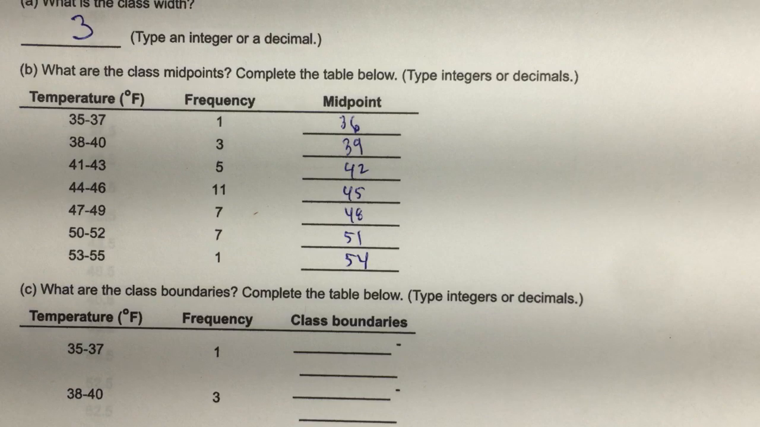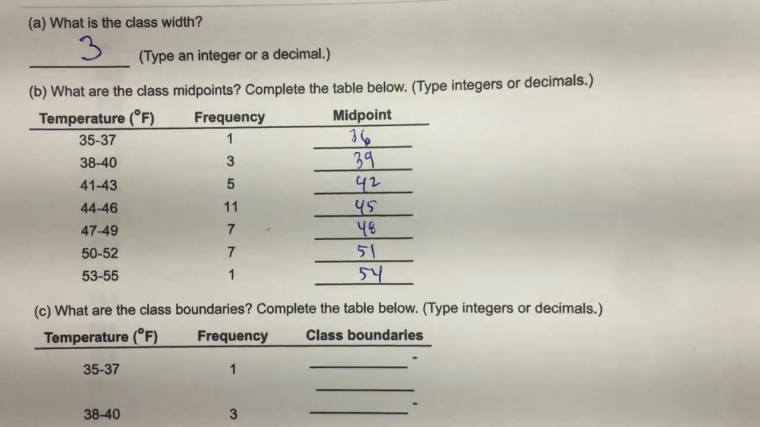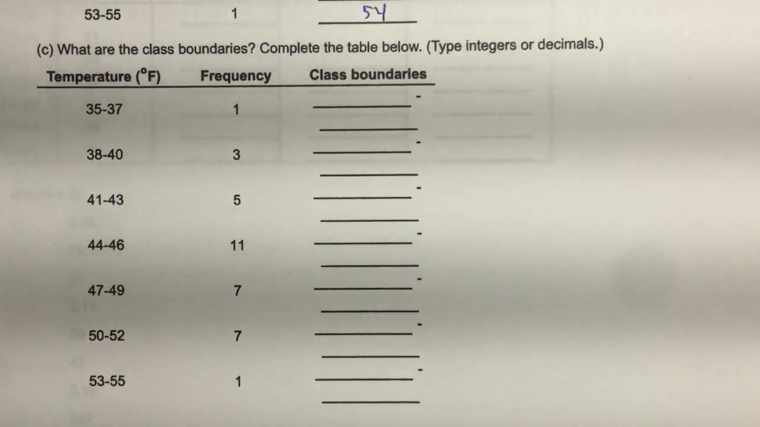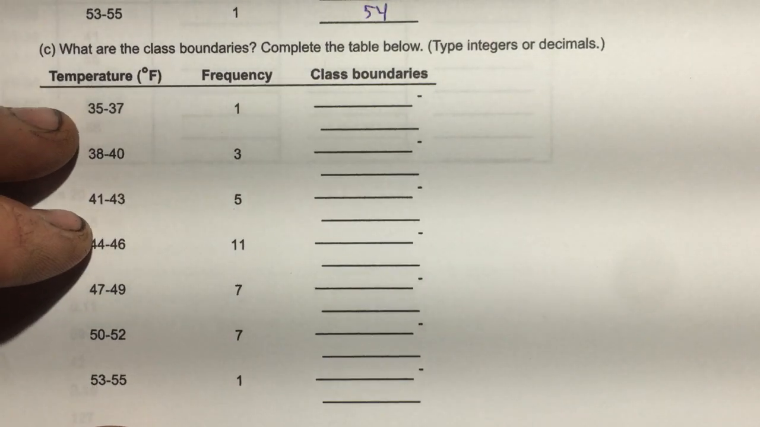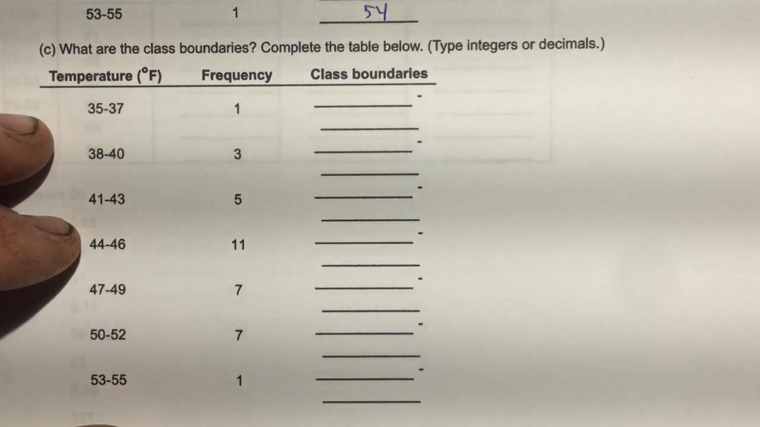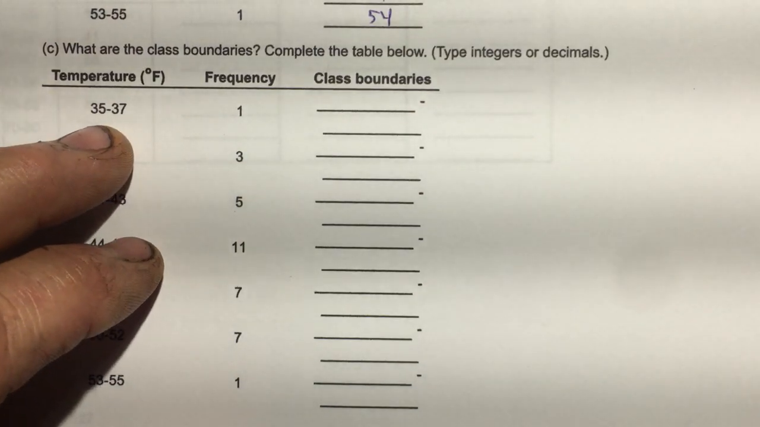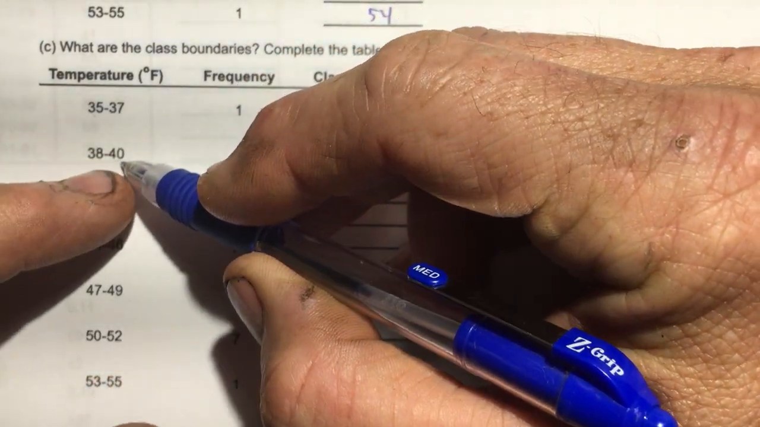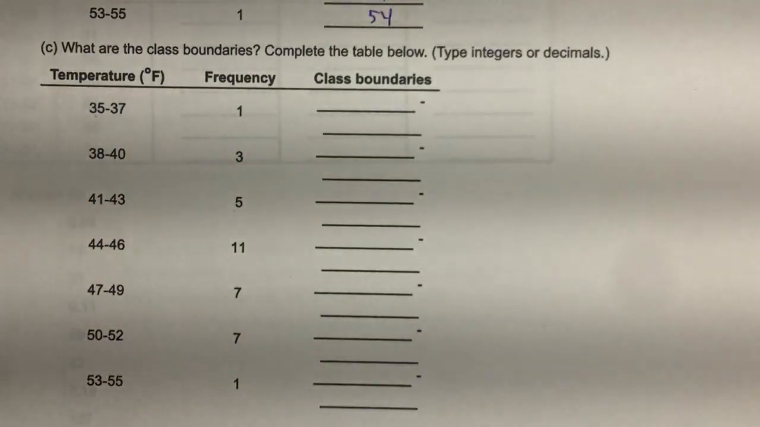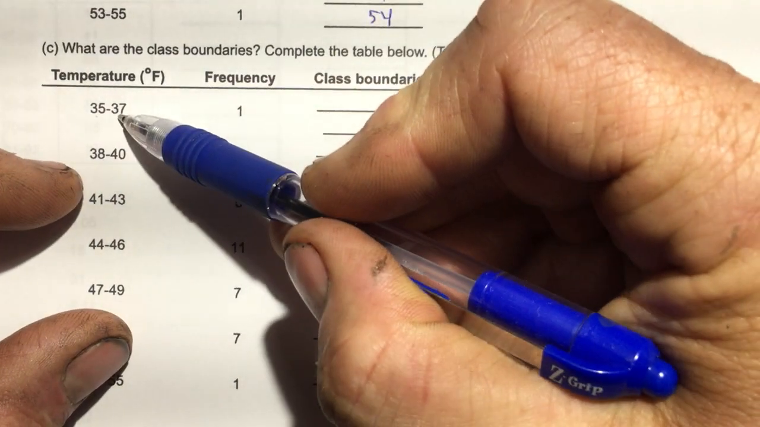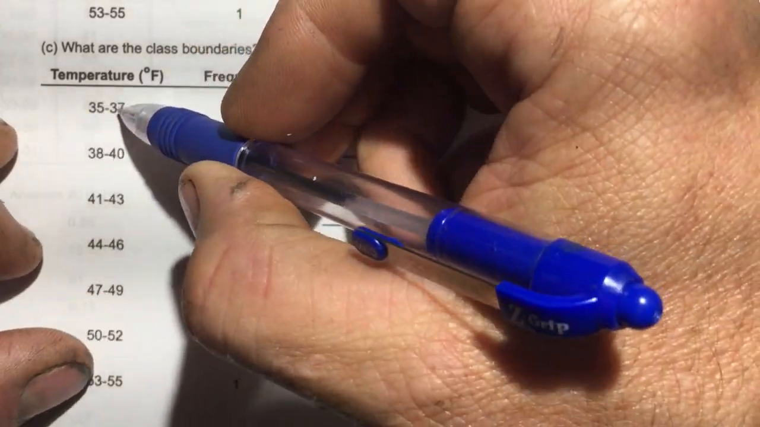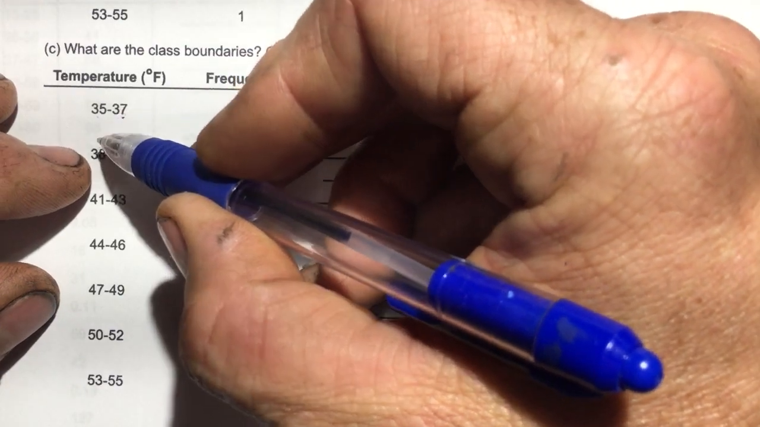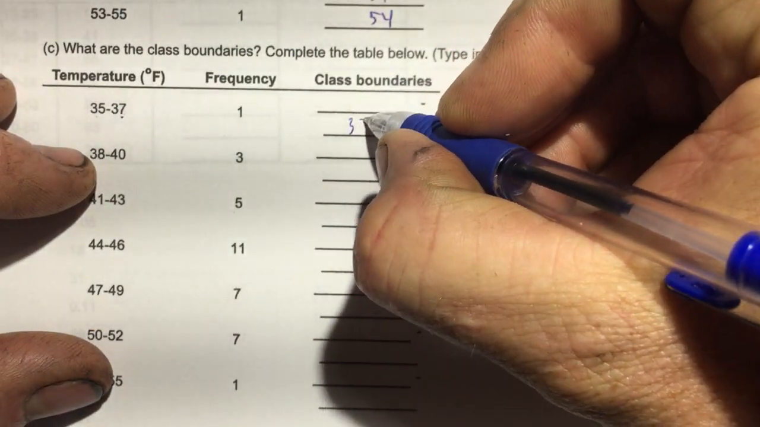All right. Now, the next one here, it's wanting our class boundaries. We haven't talked about that yet. But what we're going to do here is, see, this goes from 35 to 37. This is 38 to 40. All right, when we make our histograms, they must touch. So see, 37, 38 don't touch. So what we do is in the middle of that would be the boundary of where it touches. So like right here, 37, 38 would be 37.5.